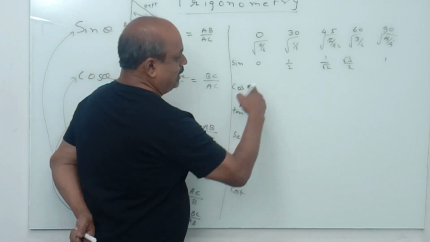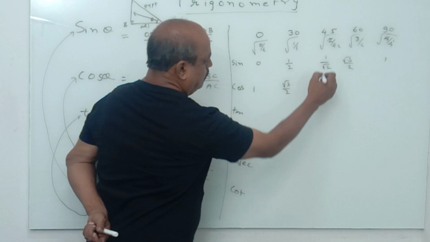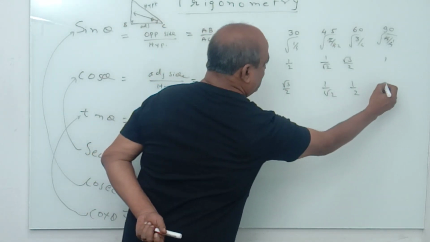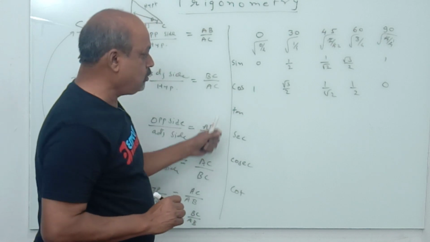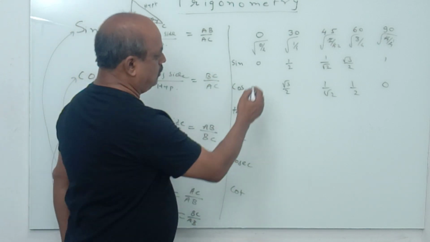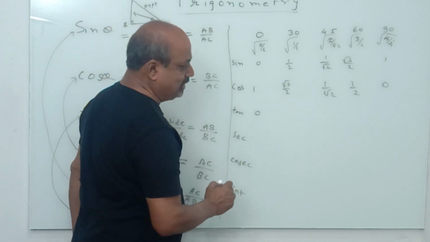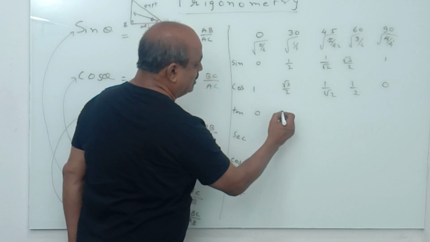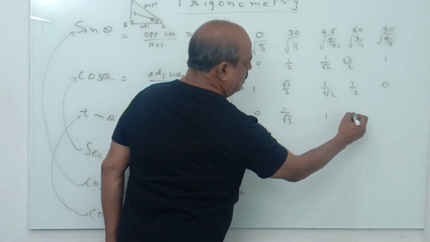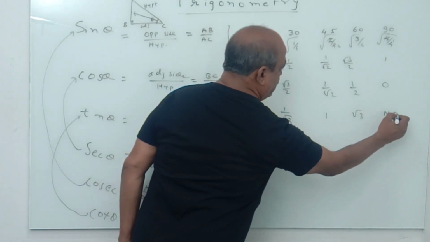To find the values of cos, you reverse that order. That means 1 will come here, root 3 by 2 will come here, 1 by root 2 will remain as it is, then 1 by 2 and 0. Now tan is the division of sine and cos, so we have to divide these two ratios. 0 upon anything is 0. 1 upon this will be 1 over root 3. This will be 1, root 3, and this will be 1 upon 0, which is not defined.